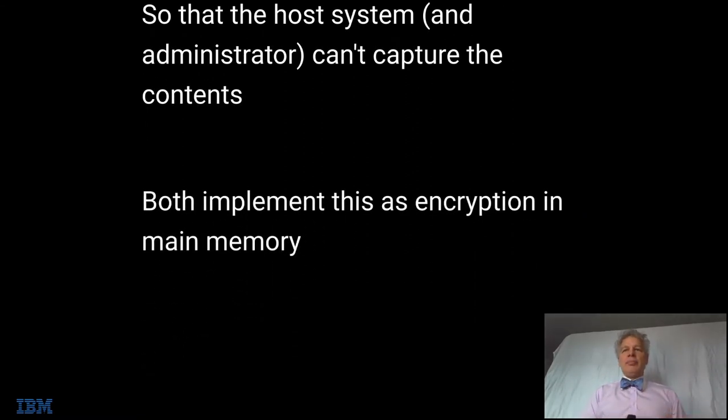Both Intel and AMD implement this as encryption in main memory. And what that actually means is that things like the first and second level caches are not encrypted. And this also means there are lots of interesting attacks that you can go off and read about in academic papers that actually use the unencrypted cache to exfiltrate the data. So you shouldn't think of encryption as being the be-all and end-all of confidential computing. I'm fairly certain this is actually the beginning of a journey rather than the end of the road for all of this technology.